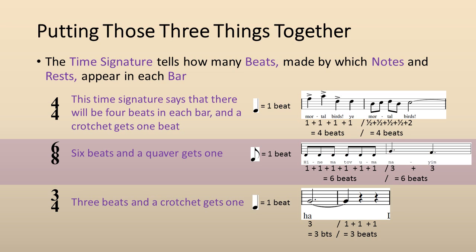The second example with 6/8 time is pretty straightforward. In the third example we have 3/4 time, so we have 3 crotchets per bar. The first bar in the example has a single dotted minim, which is 3 beats. The second bar has a crotchet and 2 crotchet rests, each of which is 1 beat, for a total of 3.